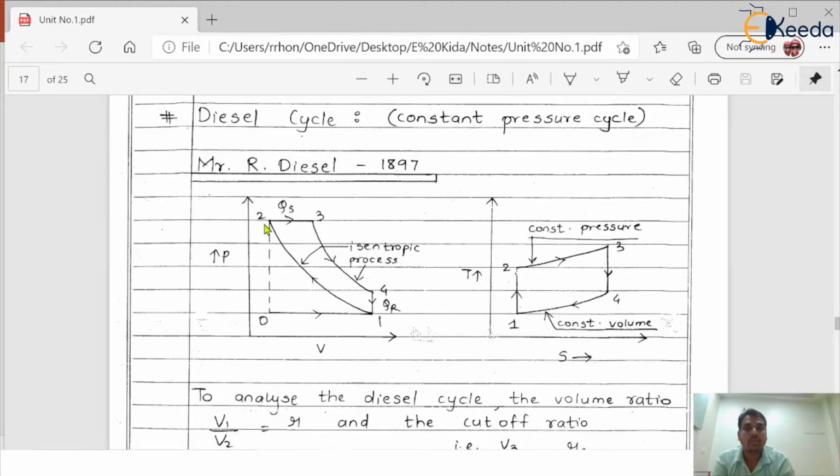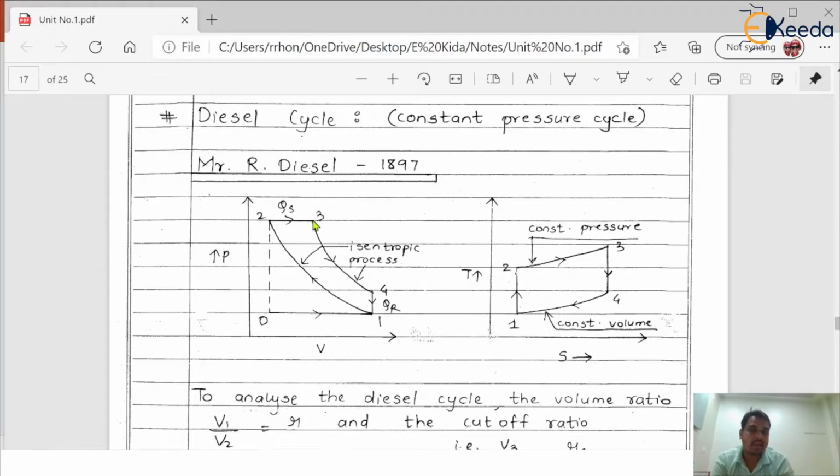Okay, so this process 2 to 3 is a heat supplied process where the injector injects the diesel inside the engine cylinder, and this process represents P2 equal to P3. Pressure remains constant but volume increases from V2 to V3. Means as diesel comes inside the engine cylinder along with the air, its pressure remains constant but its volume increases. So this is called a constant pressure cycle, constant pressure heat addition.